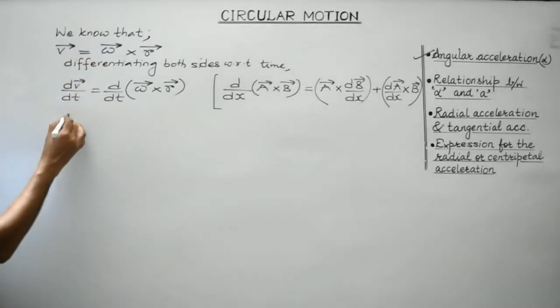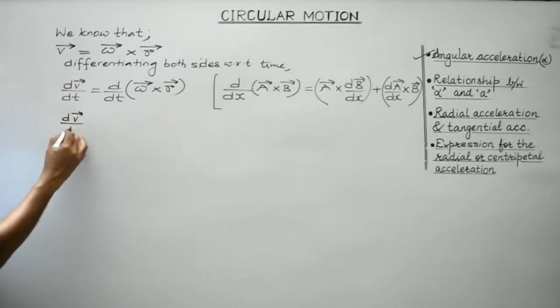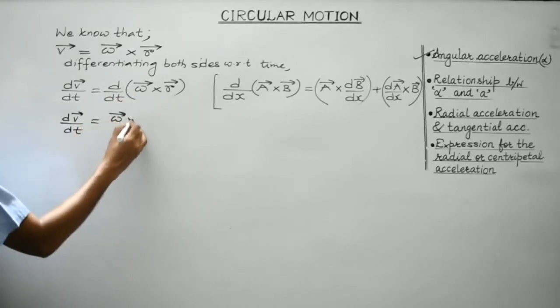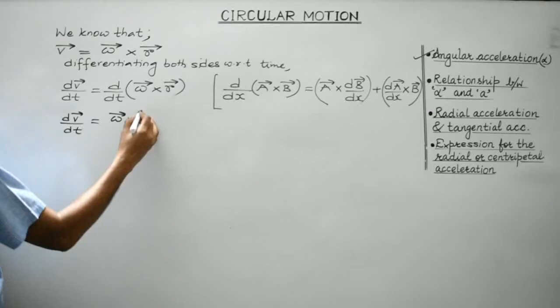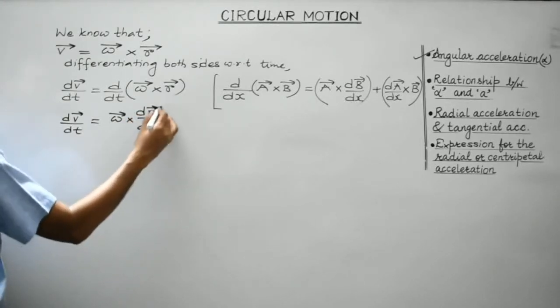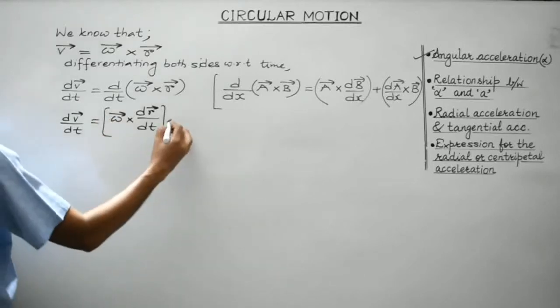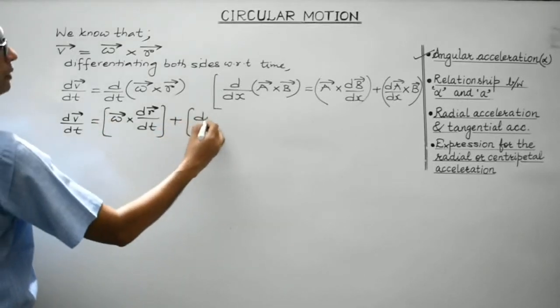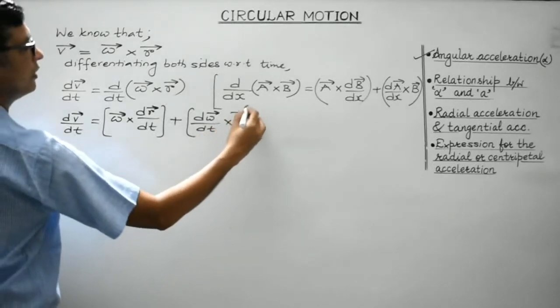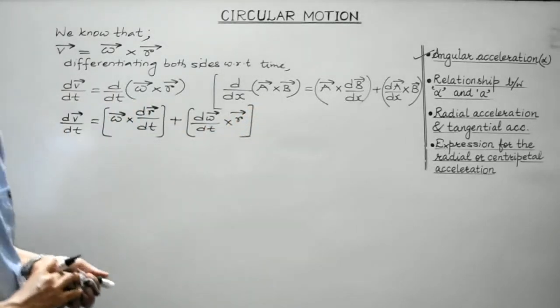So dv vector by dt, making use of that expression, will give us omega vector cross dr by dt. This is the first term, plus the second term would be d omega vector by dt cross r vector. This is the second term, right?